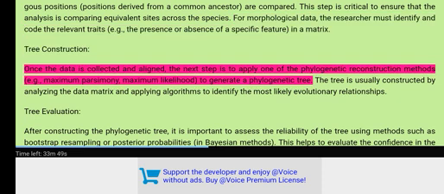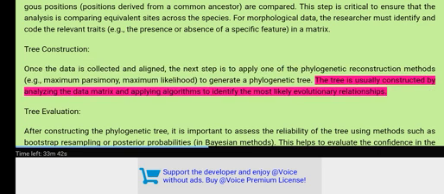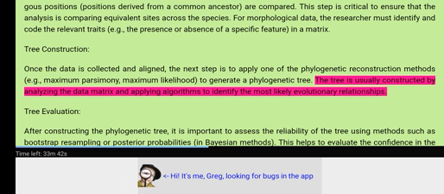Once the data is collected and aligned, the next step is to apply one of the phylogenetic reconstruction methods, e.g., maximum parsimony, maximum likelihood, to generate a phylogenetic tree. The tree is usually constructed by analyzing the data matrix and applying algorithms to identify the most likely evolutionary relationships.